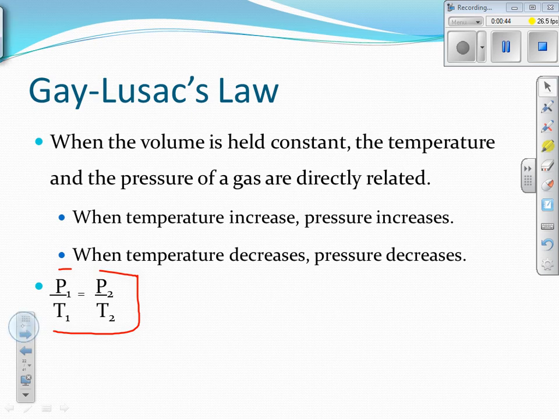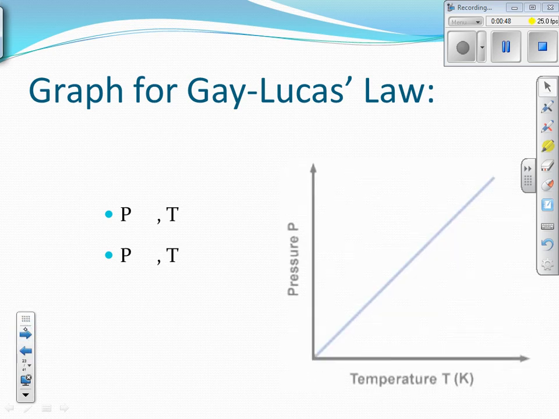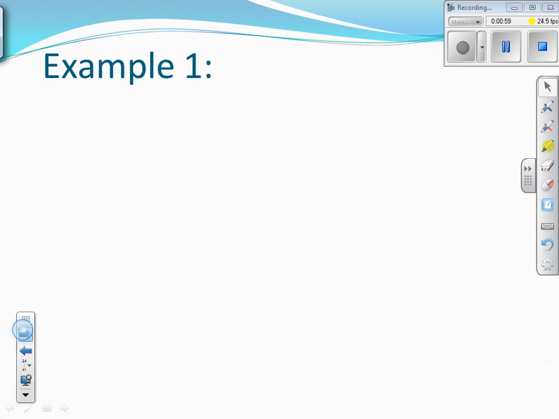Similar to the last case that we looked at with Charles' law, we're going to show you another example of a direct relationship depicted in a graph. As the temperature goes up, the pressure goes up. And as temperature goes down, the pressure goes down. So let's get to an example.